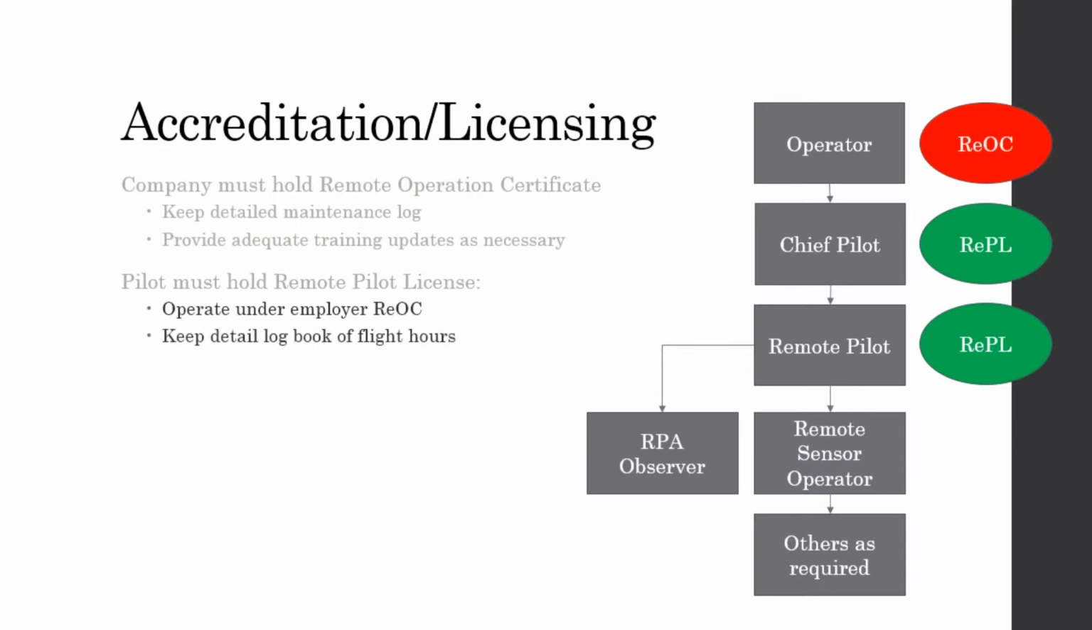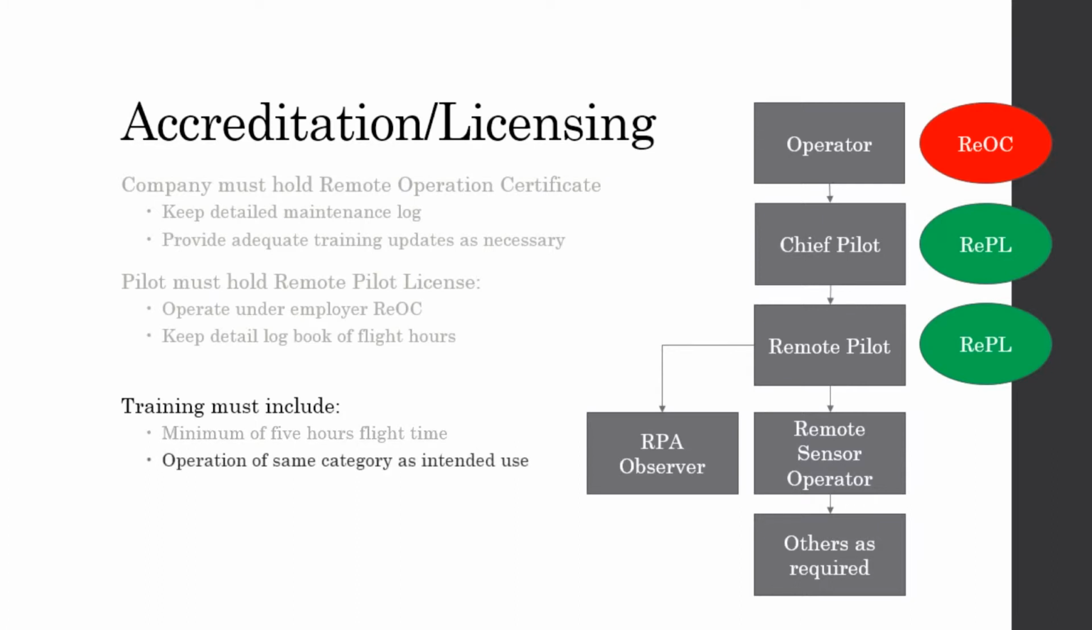The training for the remote pilot license must include a minimum of 5 hours flight time operating the same category of aircraft as is intended to use, training in weather, emergency and system malfunctions, and a thorough understanding of standard operating conditions.